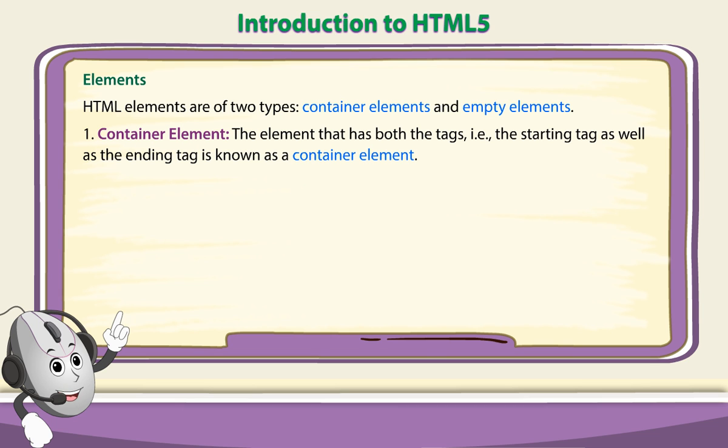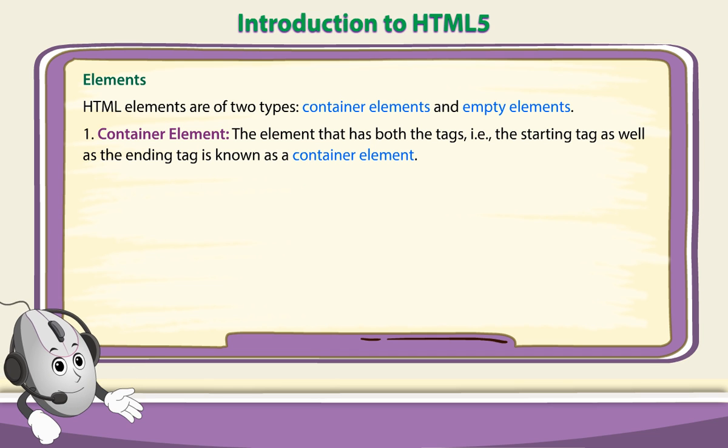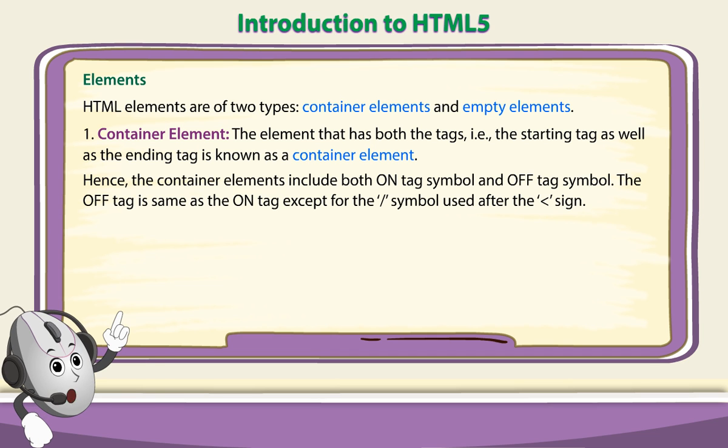1. Container element. The element that has both the tags, that is, the starting tag as well as the ending tag, is known as a container element. Hence, the container elements include both on tag symbol and off tag symbol. The off tag is same as the on tag except for the slash symbol used after the less than sign.